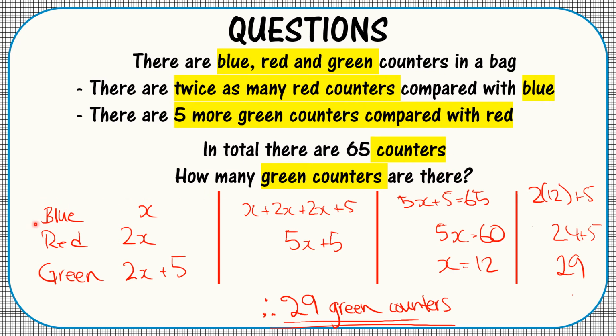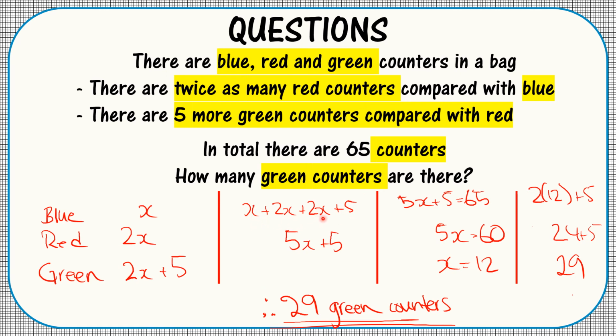So let's go through this. Blue, we don't know what blue is, but we can label it as x. You could have given it any letter, it does not really matter. Red is twice as many compared with blue. So if blue is x, red will be 2 lots of x, or 2x. And there are 5 more green counters compared with red. So if red is 2x, we know that green will be 2x plus 5. So altogether in the bag, there's x plus 2x plus 2x plus 5.